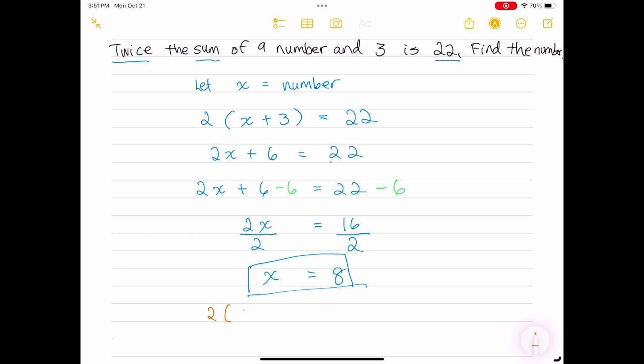Now I check my answer by going back to the original equation. 2 open parenthesis x plus 3 close parenthesis equals 22. I substitute the number 8 for x, simplify within the parenthesis. 8 plus 3, which equals 11, times 2, that does equal 22. Therefore, the solution x equals 8 is correct.